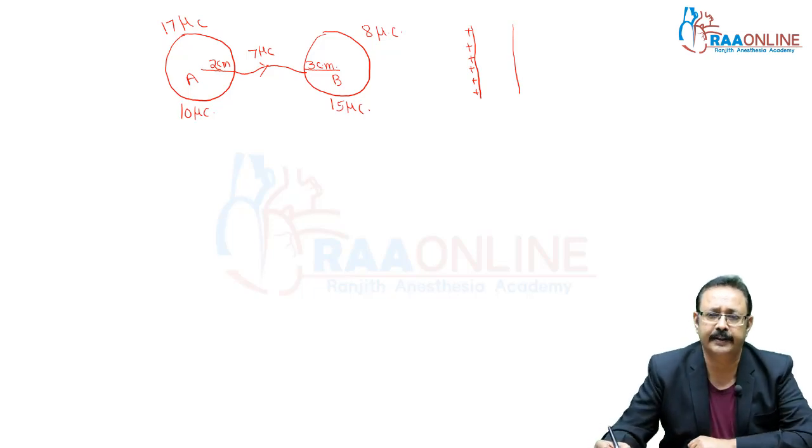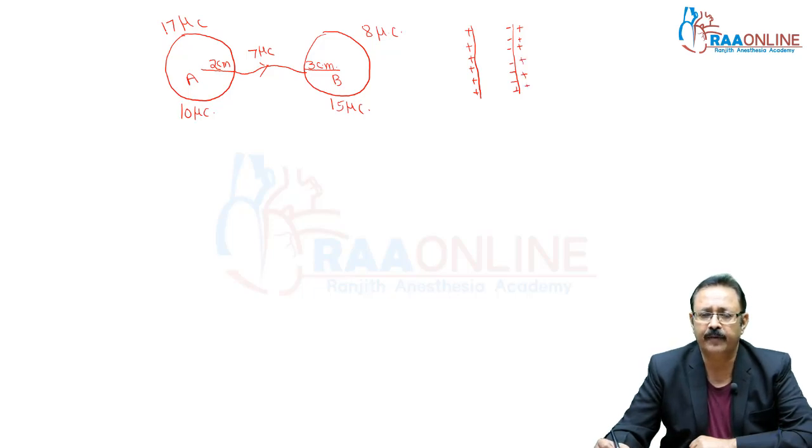What you will get? By induction, opposite charge on the nearby face and same charge on the opposite side. This charge, which is plus in nature, will try to increase the effect of this plus charge, but minus charge will try to decrease the effect of this charge. So this minus charge bound some lines of force of this, so that place is now empty. You can put more charge on that place.